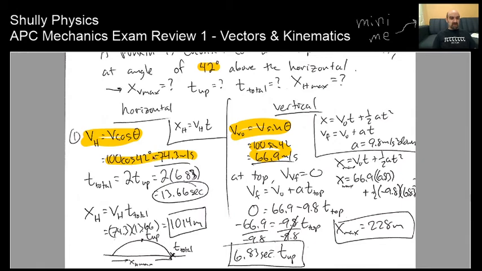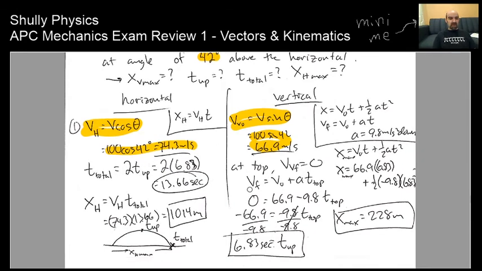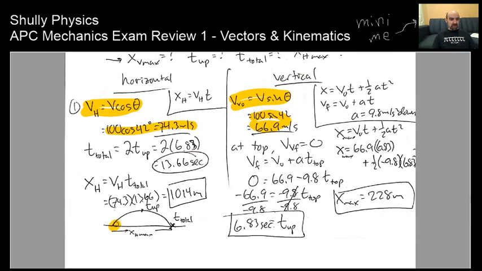It's not too bad. What's the time up? The time up is equal to the time down. Here's a little graphic in the bottom. So if you got the total time, and we're working with a nice horizontal flat ground, the time it takes to toss the ball up is equal to the time it takes the ball to come back down. So the total time is twice the time up.